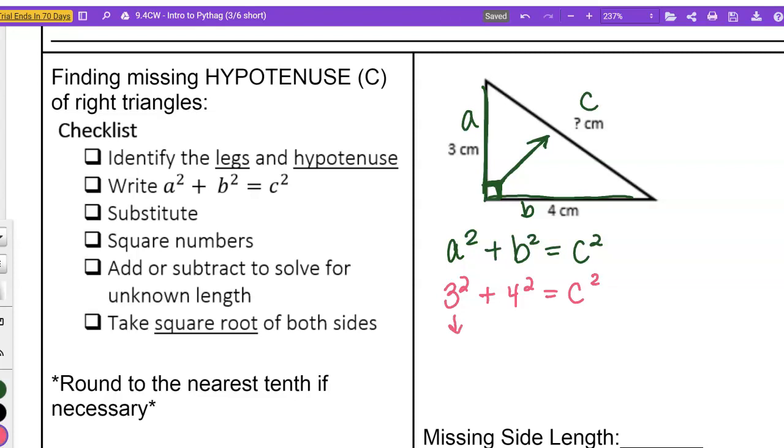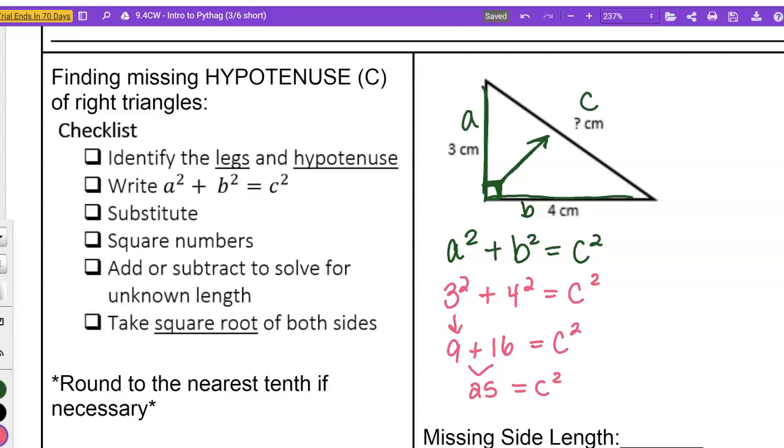Now I'm going to do 3 squared, which is not 3 times 2. It's saying 3 times 3, which is 9, plus 4 squared, which is 4 times 4, which is 16. And I know that will equal c squared. So now I'm just going to do 9 plus 16, which gives me 25. So I know c squared is equal to 25.